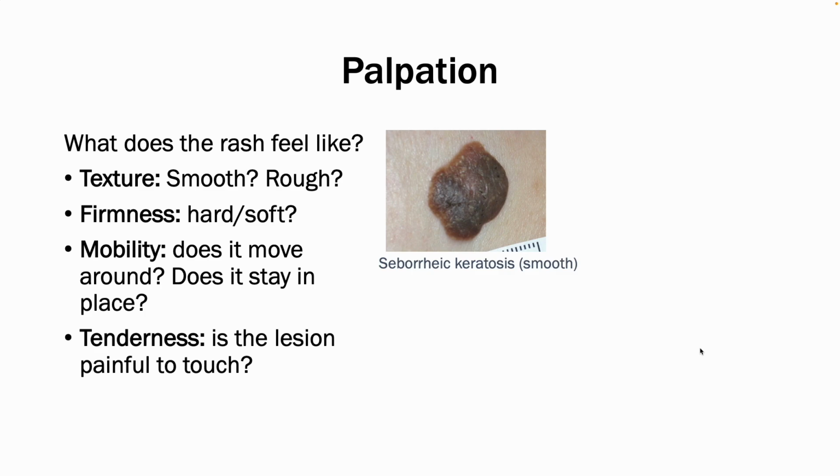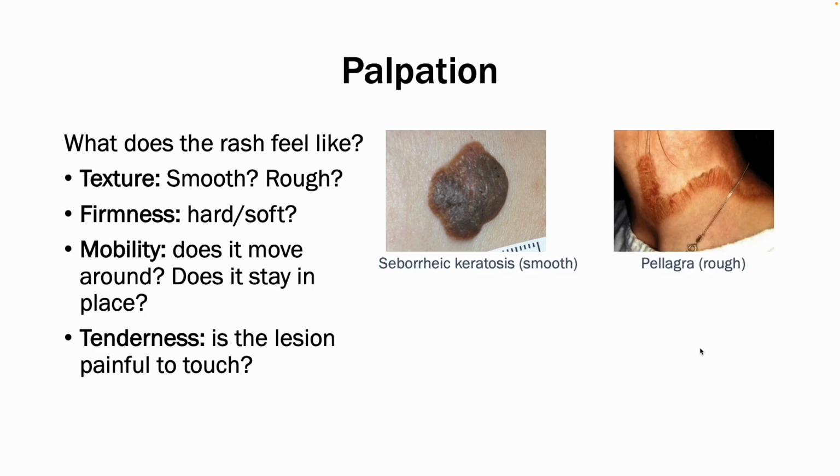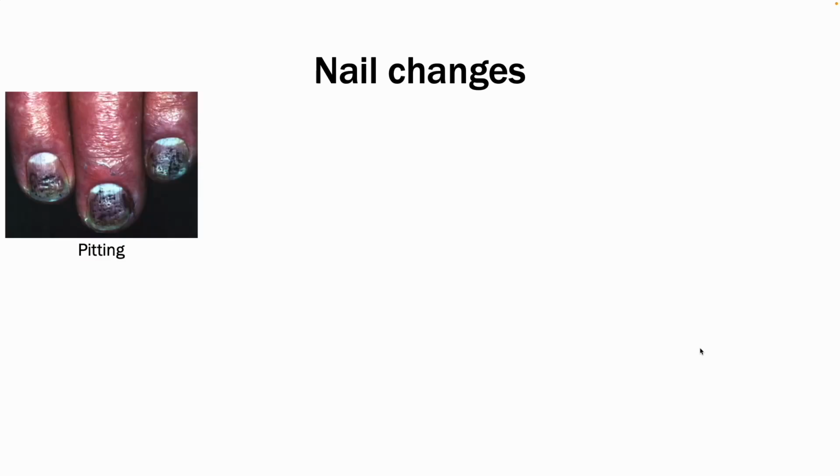So here I have an example of seborrheic keratosis, which is a smooth lesion, and pellagra, which is a rough lesion. Now I would like to just go over some of the nail changes you might see. So first, very important, is pitting, which, as the name suggests, results in tiny pits forming on the surface of the nails. It's associated with eczema, psoriasis, and alopecia, to name a few of the conditions.